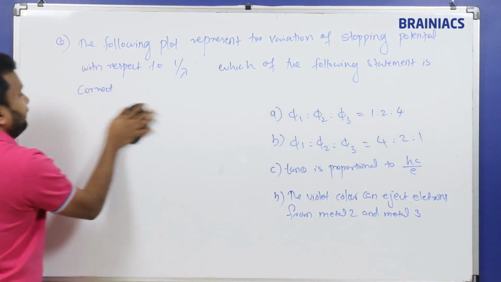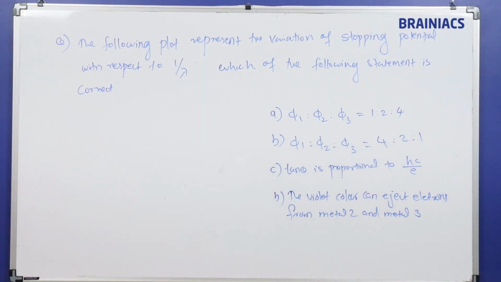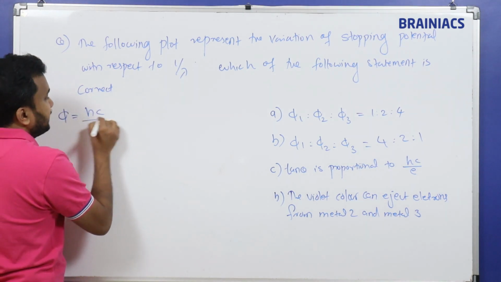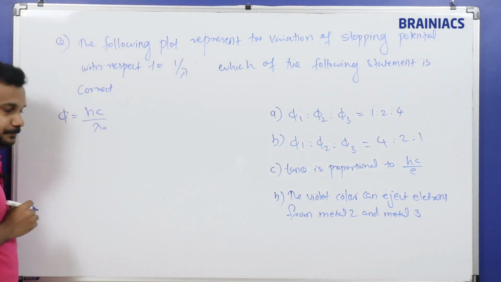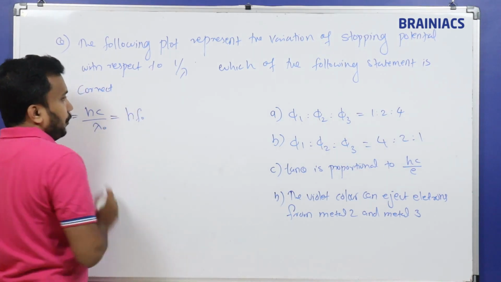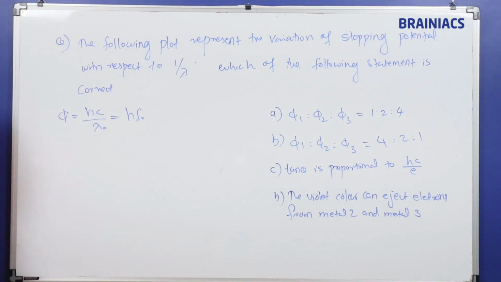Okay, so we have to find out the work function and see which of the options given to us matches. What is the value of work function? The general formula is hc by lambda naught, which we also write as h f naught.